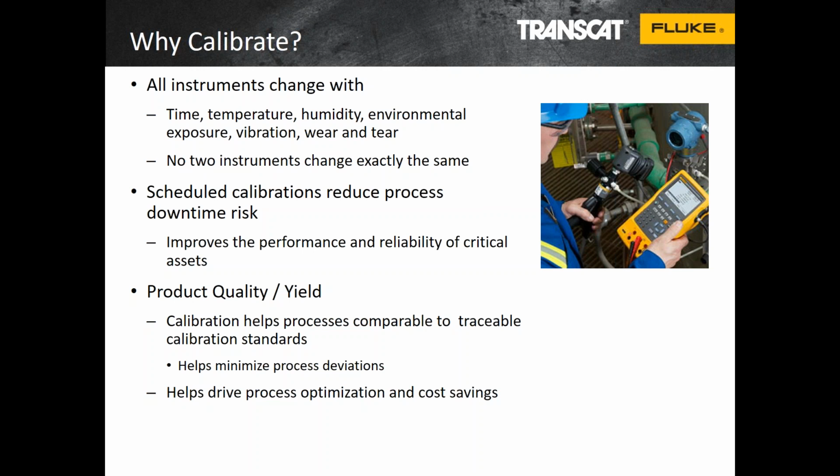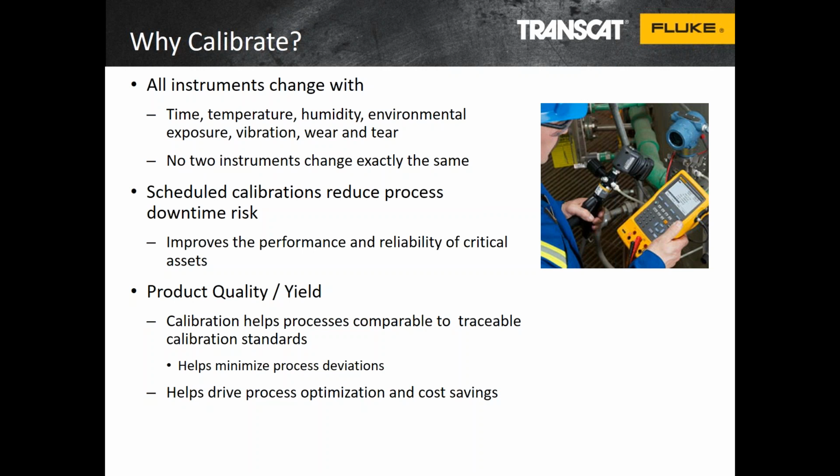Since those changes cannot be predicted, calibration is required to ensure the devices are performing as expected to properly control and regulate critical processes. Also, scheduled calibrations help reduce process downtime risk. By knowing the devices are performing as expected, it helps improve the performance and reliability of critical assets in the plants. And then product quality and yield is critical.